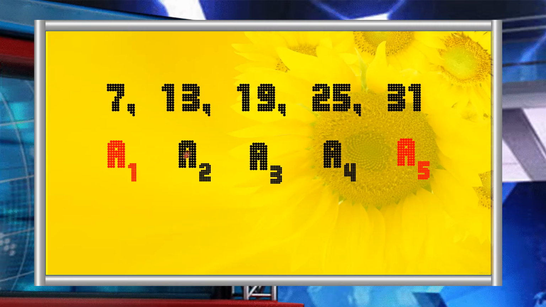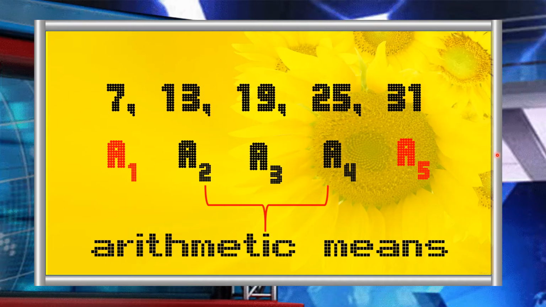In this example, a sub 2, a sub 3, and a sub 4 are between the first term and the last term, and therefore we call it as the arithmetic means. So in here, the arithmetic means are 13, 19, 25, which is in between 7 and 31.